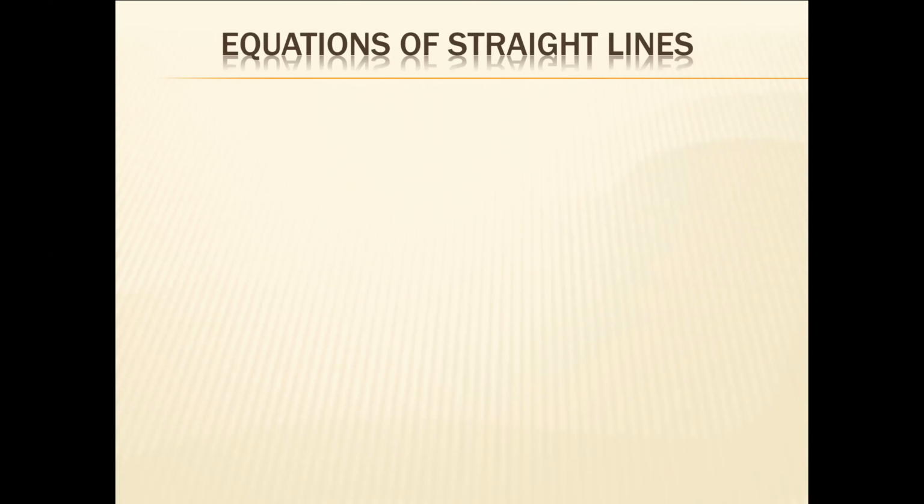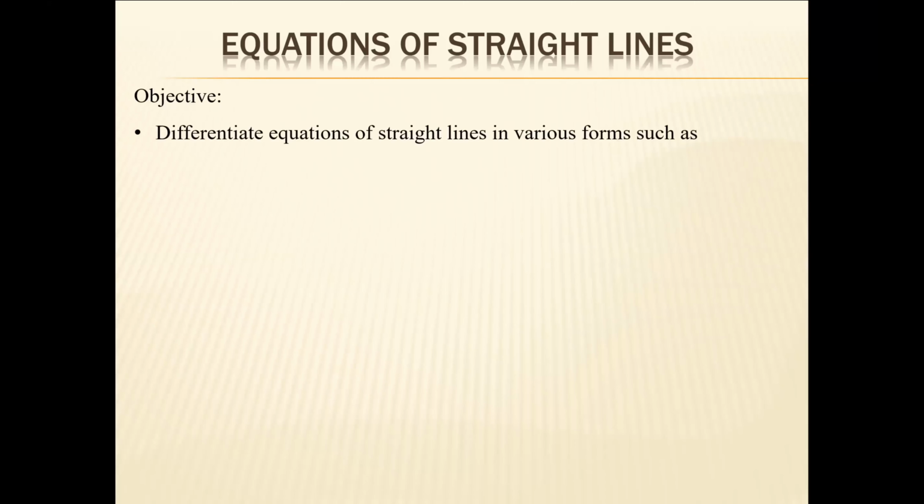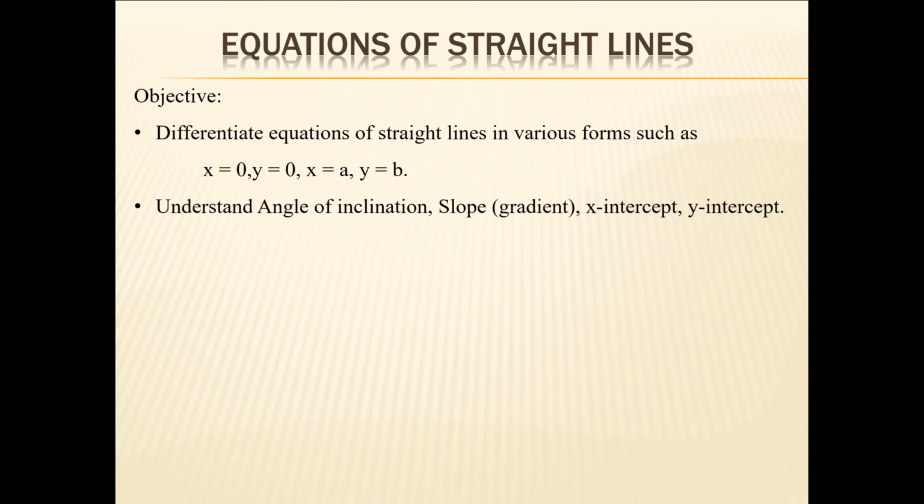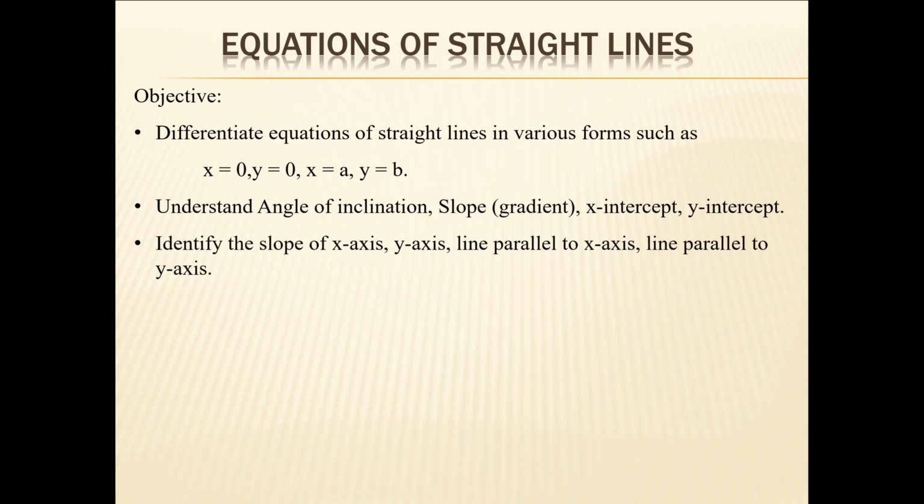Equations of straight lines. In this chapter, you will learn the following things. You will be able to differentiate equations of straight lines in various forms such as x equals 0, y equals 0, x equals a, y equals b. You will be learning angle of inclination, slope, x and y intercepts. You will be identifying and calculating the slope of x-axis, y-axis, and the lines parallel to x-axis and y-axis.